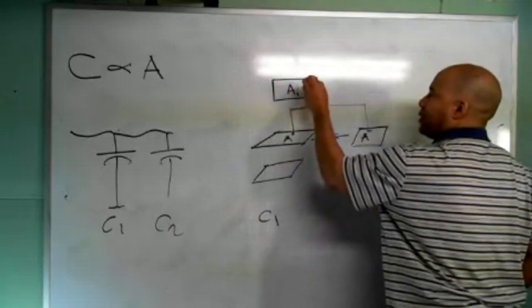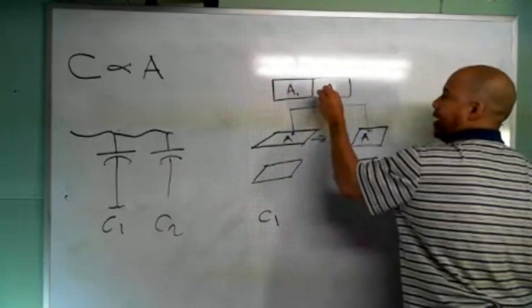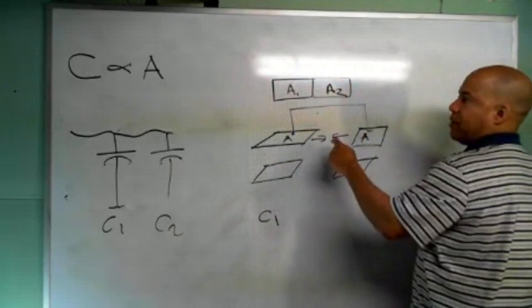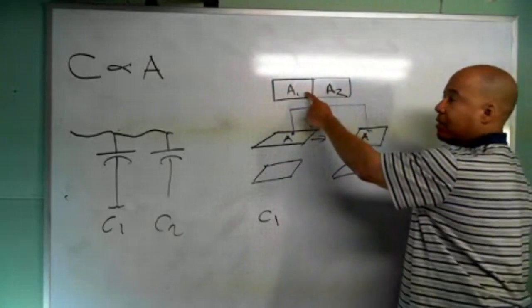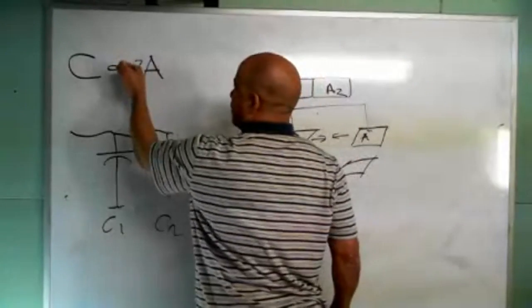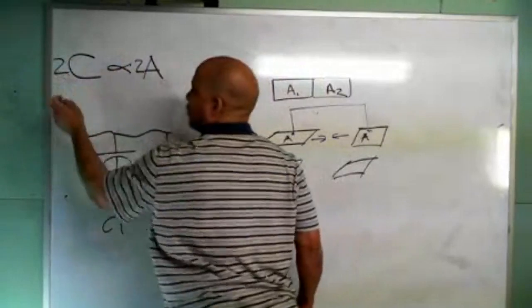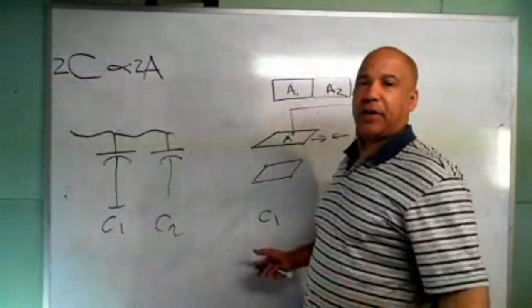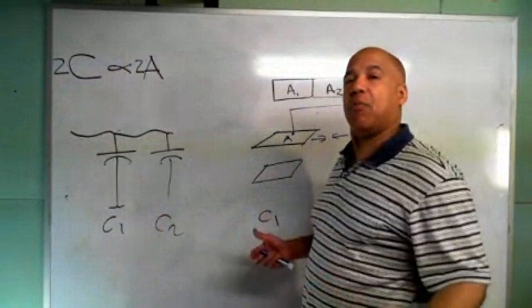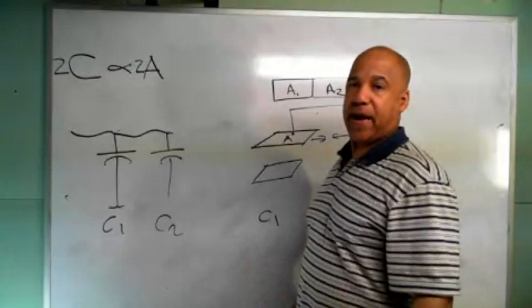A from the first one and A from the second one. If those two areas are equal, then you've just doubled the area. If you double the area here, if I put a 2 here, then the capacitance, or the device's ability to store charge, is going to double. You physically made more room for charge to go into the plate of the capacitor.